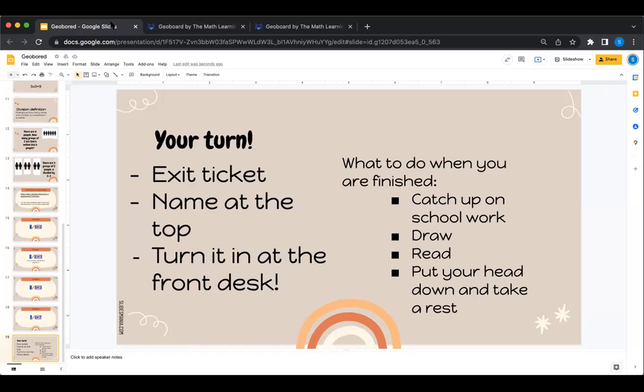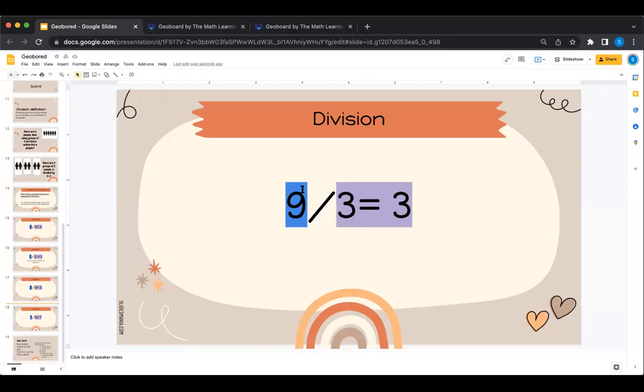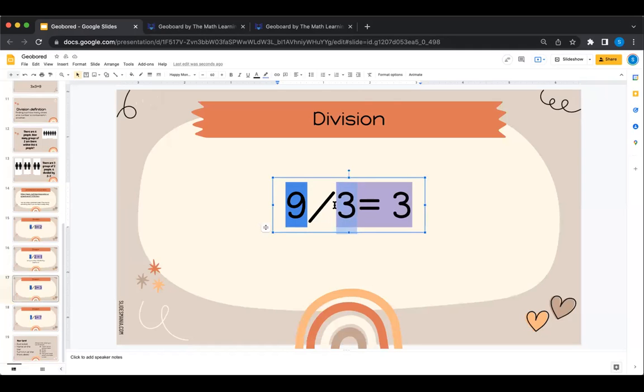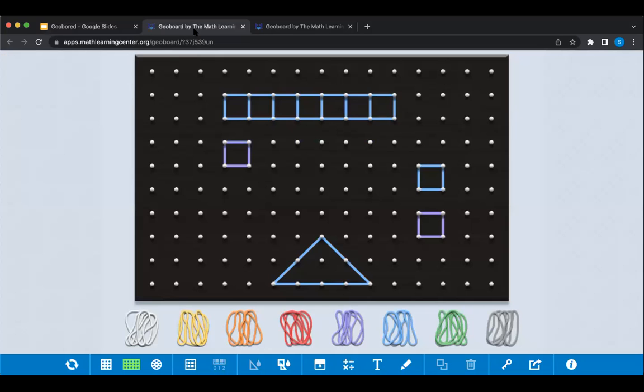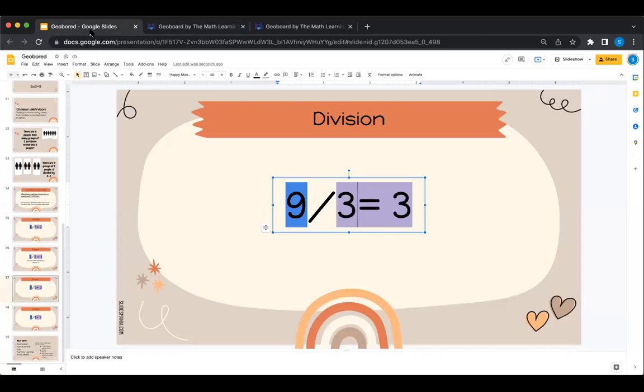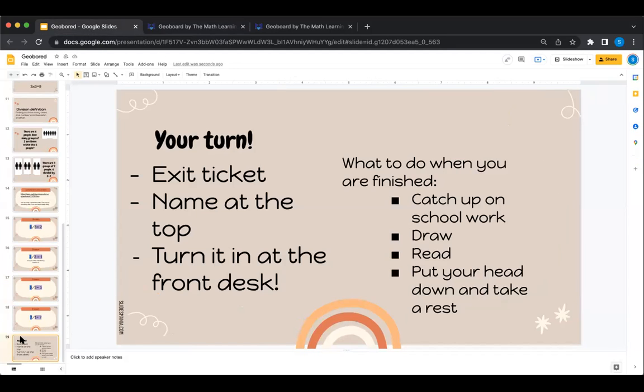So in your exit ticket, you have numbers highlighted in blue and numbers in purple. I'm sorry, not green, purple. You are going to be using your GeoSquares, the same 2 colors that we've been using this whole time. And then on the side of your paper, make sure to draw those out so I can check your work. When you're done, turn it in at the front of your desk.